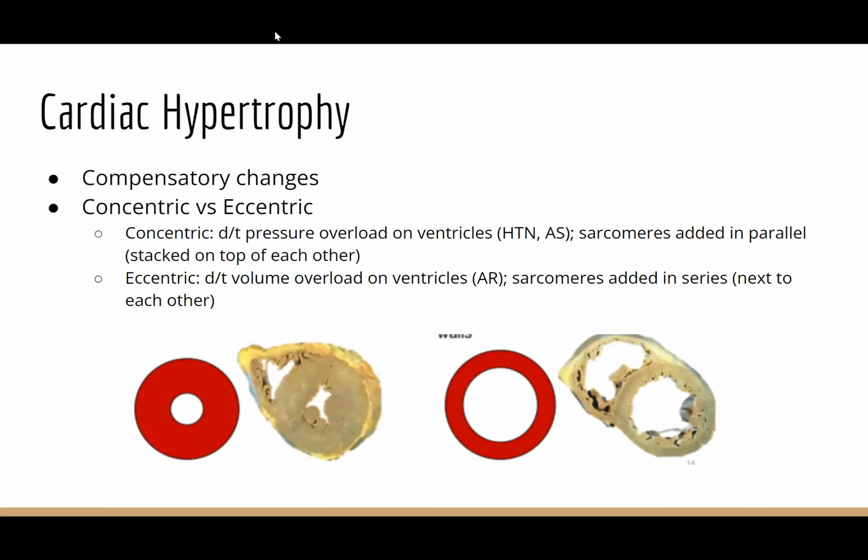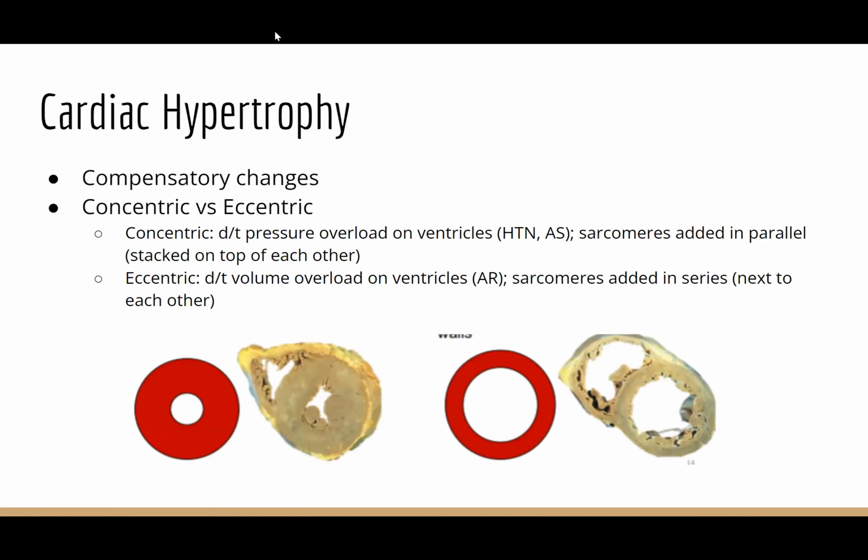Okay, moving on, cardiac hypertrophy. Hypertrophy is a compensatory change. The heart just doesn't decide, oh hey, I feel like I'm going to grow today. No, it's a compensatory mechanism to stress. And so you have concentric and eccentric.